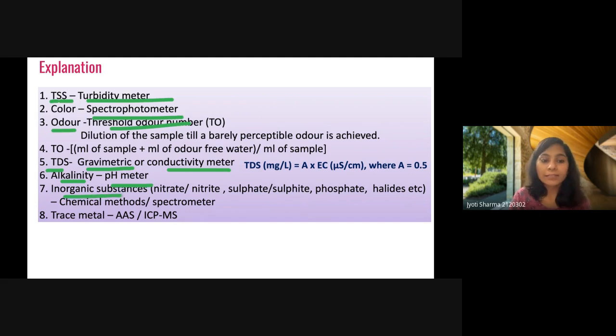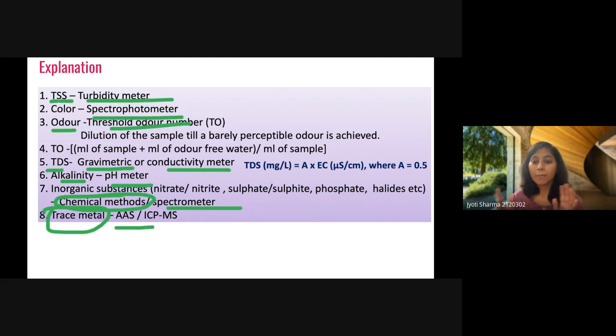For inorganic substances, we will use some chemical methods. We will talk about some of the chemical methods, and spectrometer we may use. If we do have the trace metals, and if we want to know the concentration of trace metal in the water, then we will use AAS or ICP MS. So these are the different methods that we can use for different parameters.